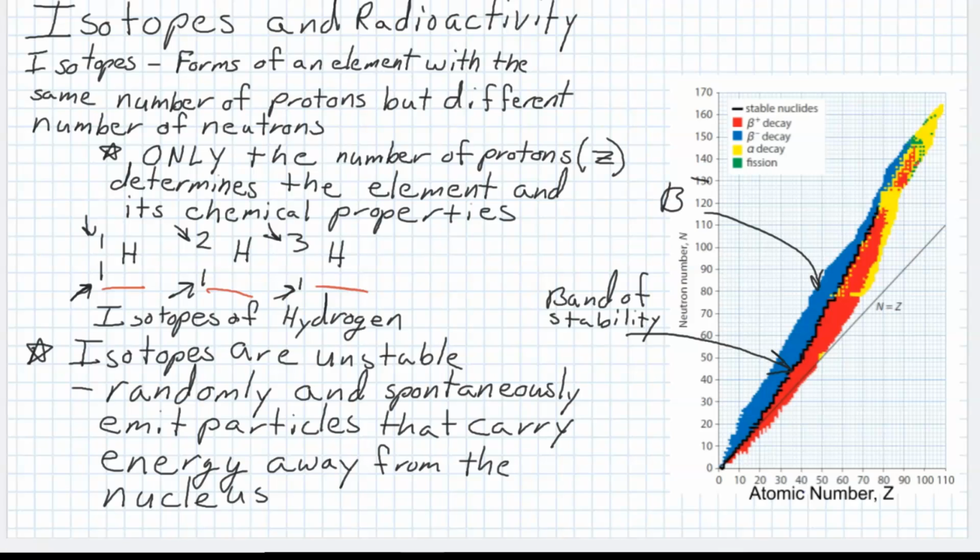If you're above the band of stability, usually you'll do beta negative decay to become more like a nucleus in the band of stability. If you're below, you'll do beta positive decay to become more like a nucleus in the band of stability. If you're too large, normally you'll emit bigger particles through alpha decay. And so we'll go through what each of those 3 types of decay are right now.